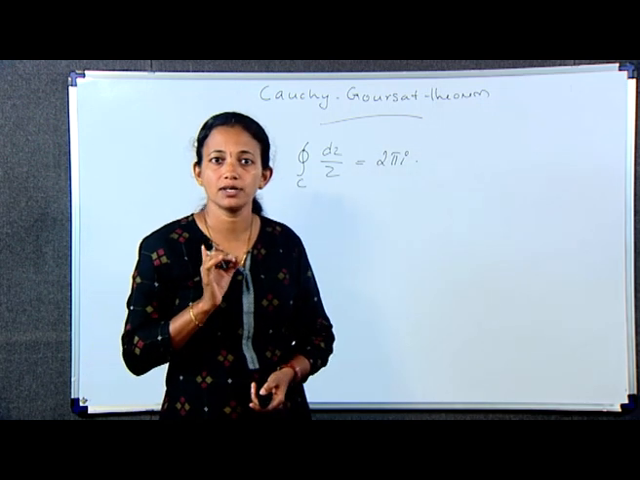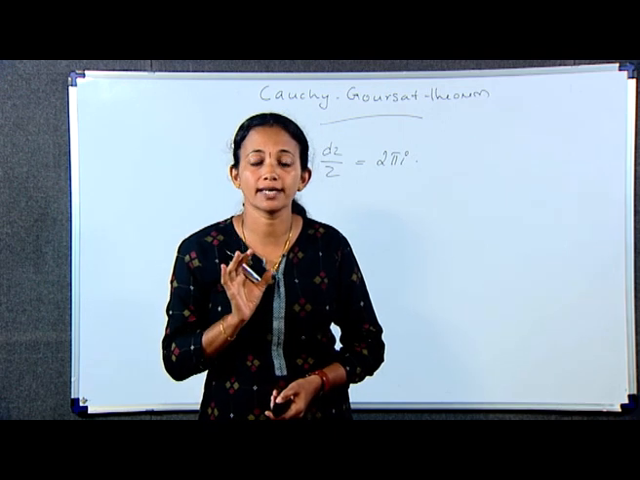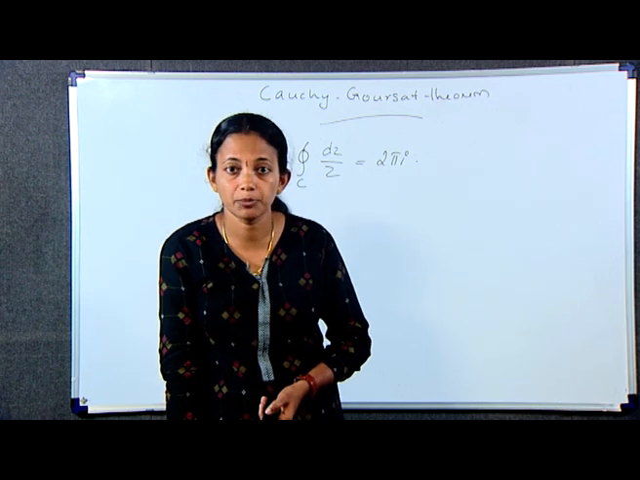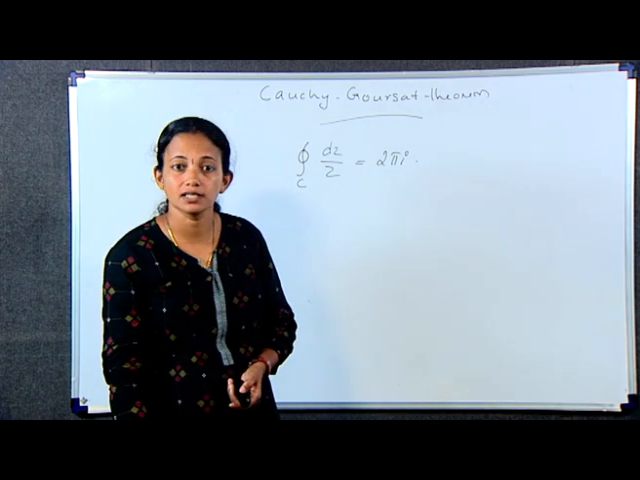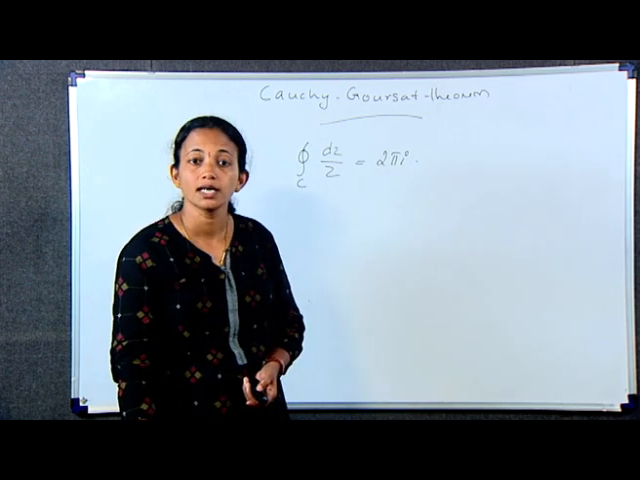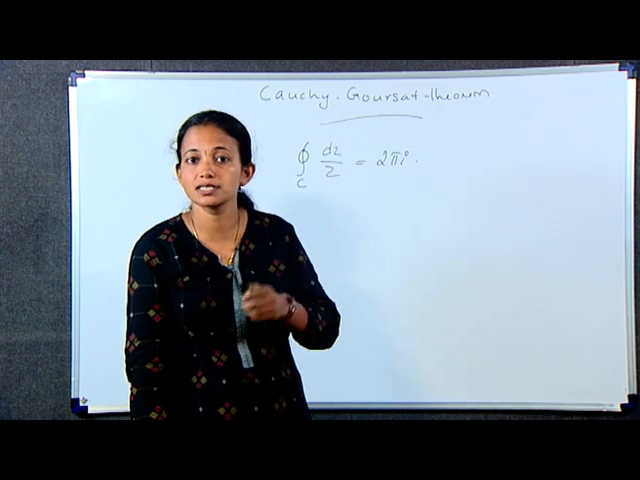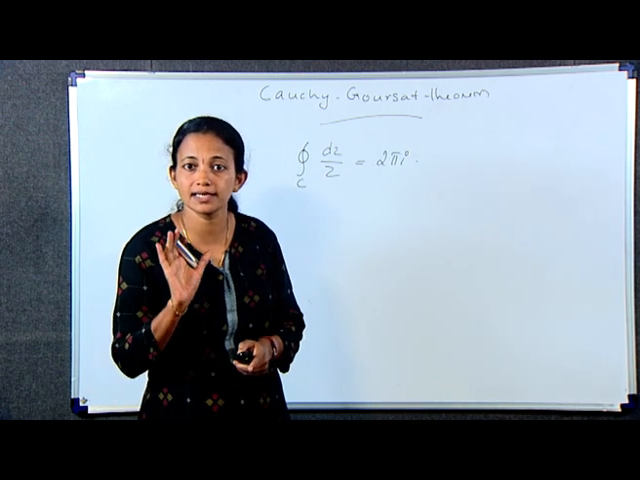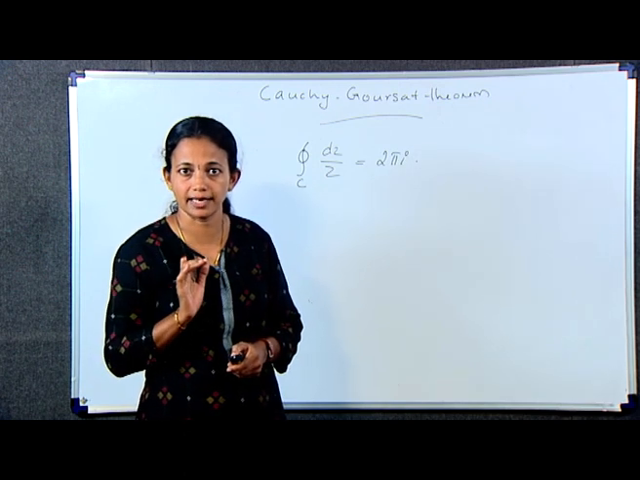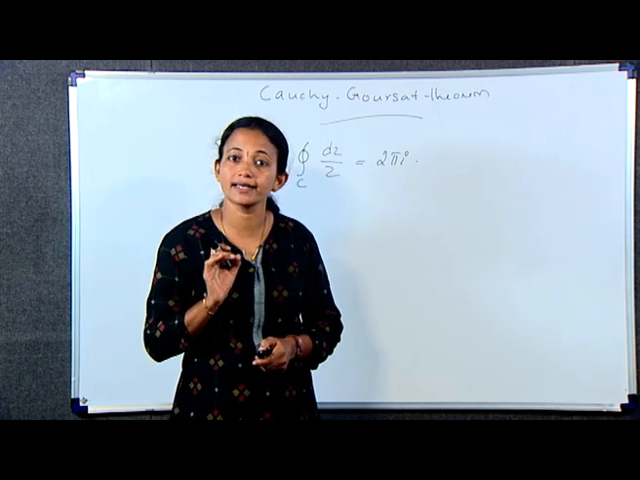Next example is about analyticity being sufficient but not necessary to get the integral over c of f(z) dz equal to 0. It can be verified that the integral over c of dz by z square is equal to 0, where c is the unit circle. This does not imply that f(z) = 1 by z square is analytic at every point inside the unit circle. It can be seen that the function f(z) = 1 by z square is not analytic at 0.